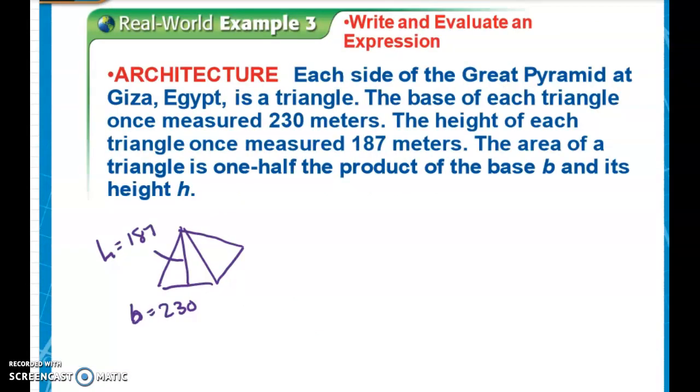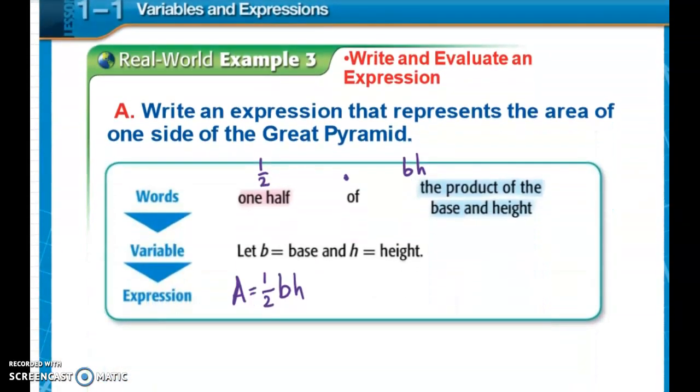A common evaluation word problem you've probably seen before is one involving area. If you look at this, we're talking about the base of each triangle that measured 230 meters of the Giza pyramid. The height of the triangle was measured 187 meters. The area is 1/2 the product of the base and its height, so it's helpful to draw pictures. So there's the picture. We're going to write an expression that represents the area of one side of the Great Pyramid. So the words in the sentences were 1/2 of, that has to do with multiplication, the product of base and height. So we turn that into 1/2 base times height.